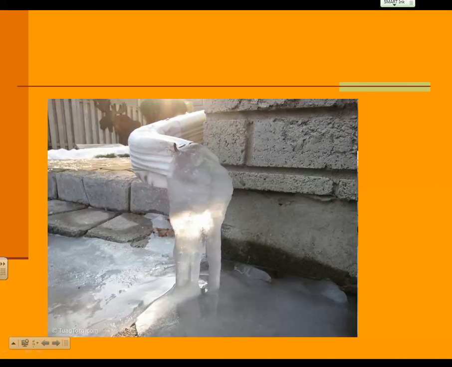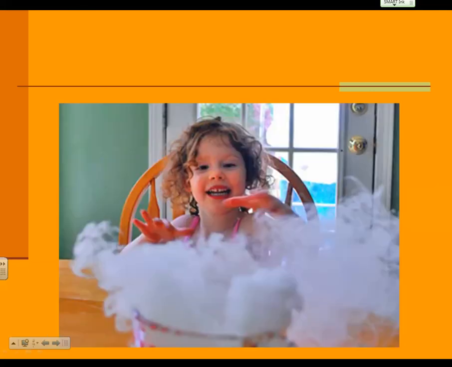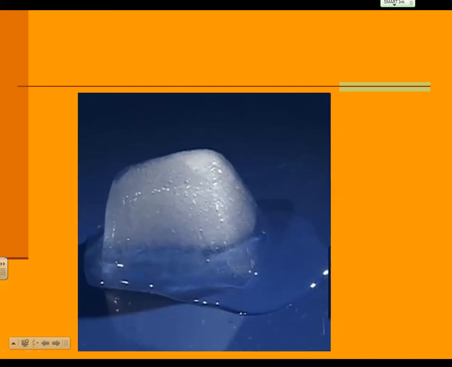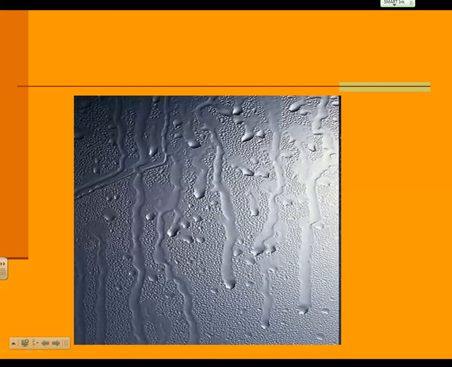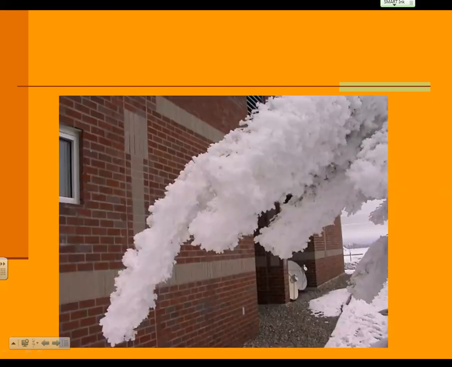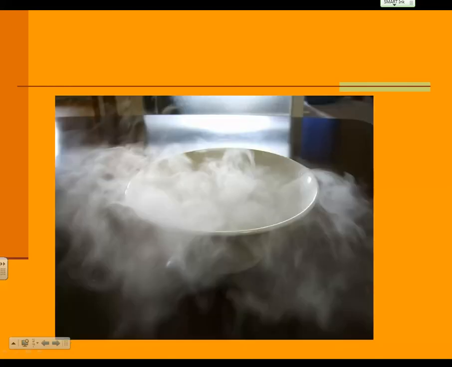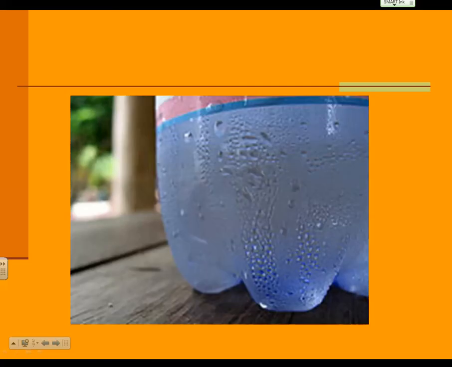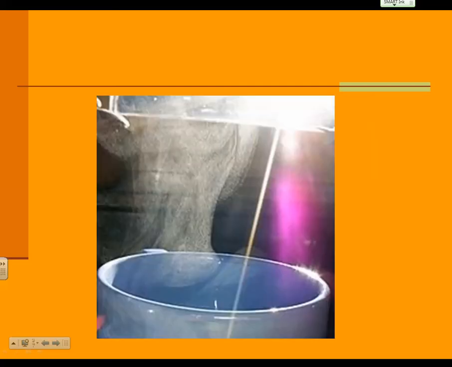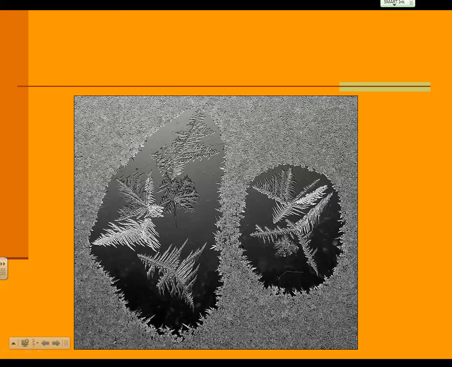Okay, in this particular one we have freezing, sublimating, melting, condensing, depositing, that's frost, evaporating, sublimating, condensing, evaporating, it's a hot cup of tea, deposition, it's frost on the window.